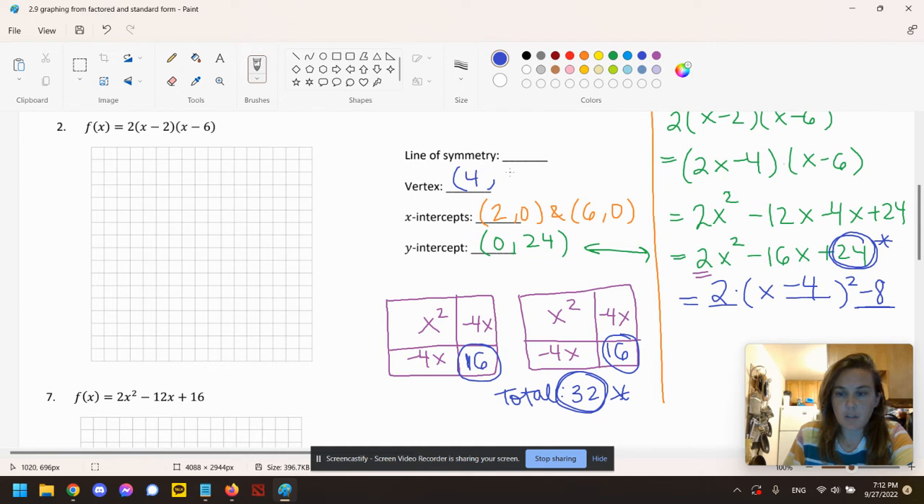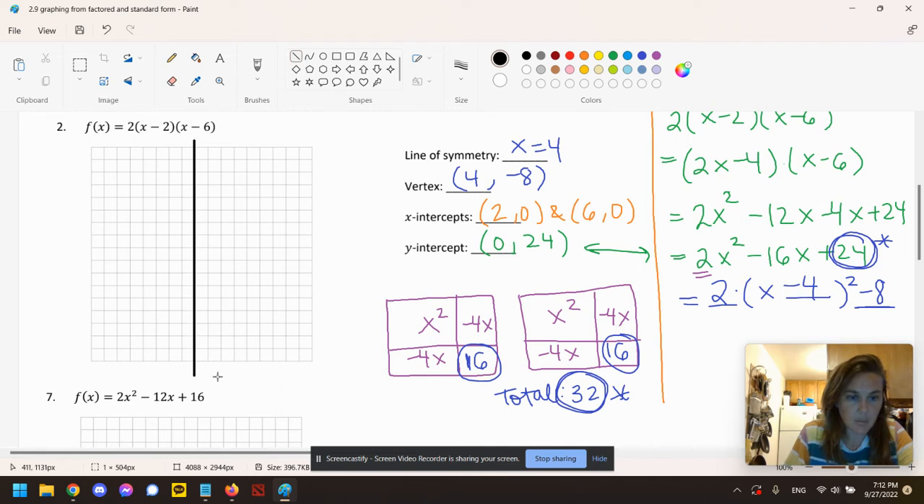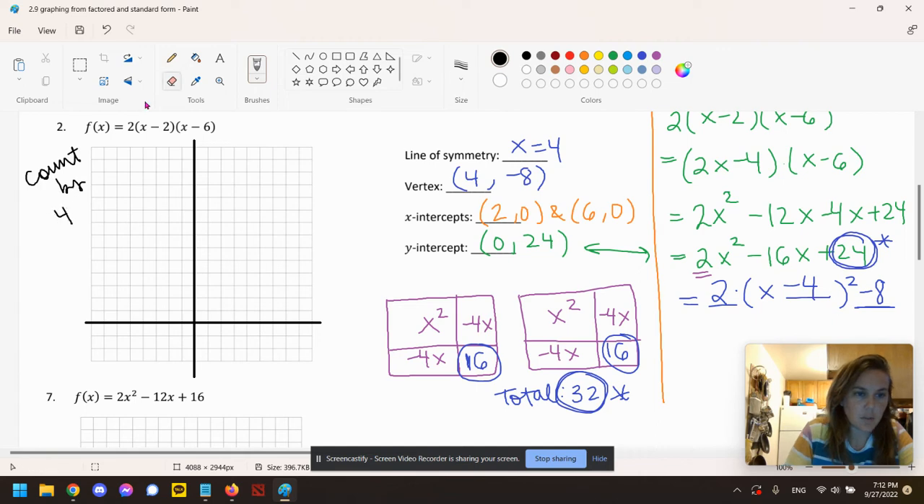From vertex form, I get that 4, -8 is my vertex. I get that my line of symmetry is x equals 4, and I'm ready to graph. I'm going to count by 2s, and I think that probably still won't be enough. I'm going to count by 4s. So my x-intercepts are going to be halfway between 0 and 4 and halfway between 4 and 8. My y-intercept is going to be 24, so 4, 8, 12, 16, 20, 24.